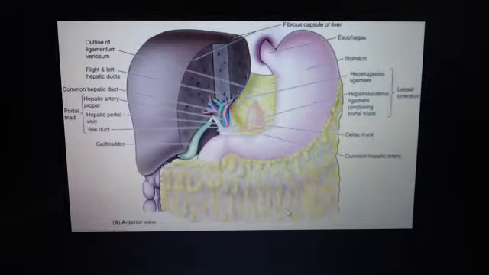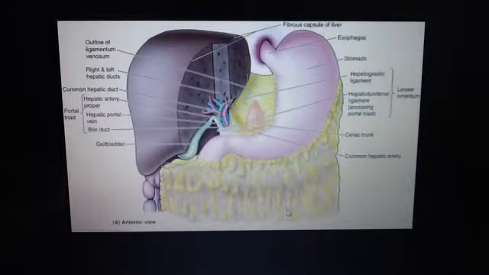Okay, we're looking at the liver grossly, and we can see how it looks in relation to the stomach. So let's say a few things about the liver. First, it is important to know that the liver receives most of its blood from the portal vein, about 70%, and about 30% from the hepatic artery.